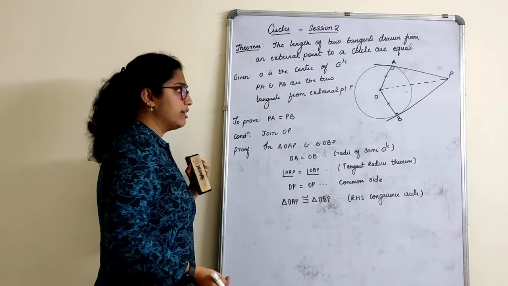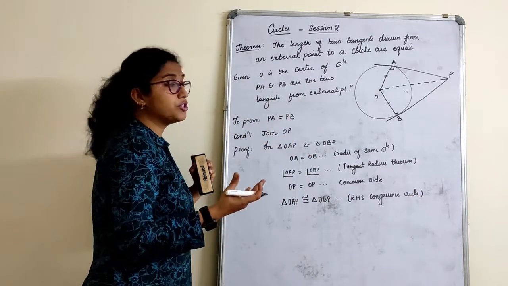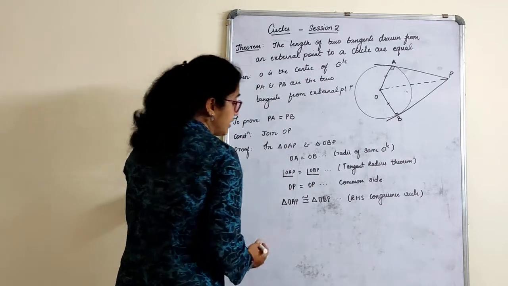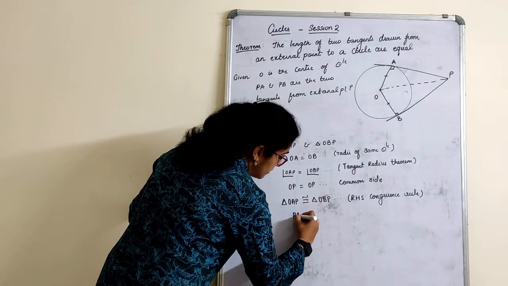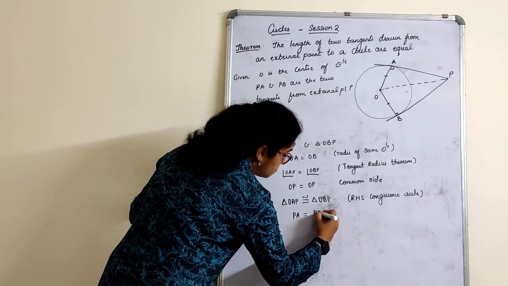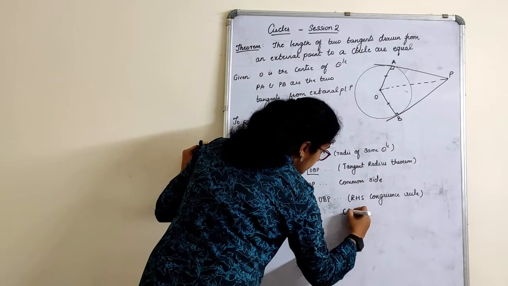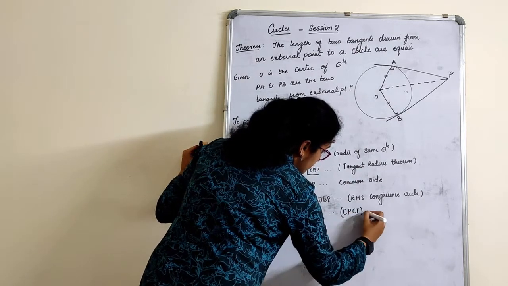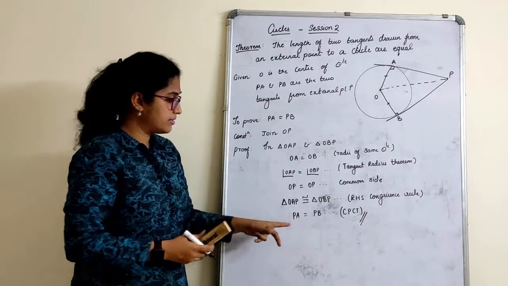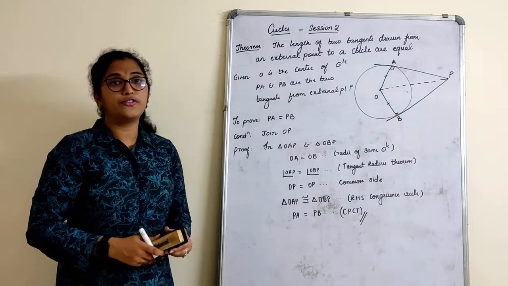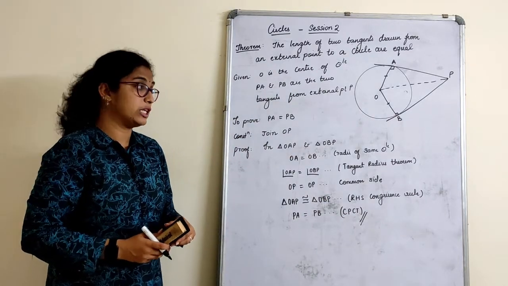Since the triangles are equal and congruent, the corresponding parts of the congruent triangles are always equal. Can I tell PA is equal to PB, CB equals CD? Hence proved. That is, the lengths of the tangents drawn from an external point to a circle are equal.